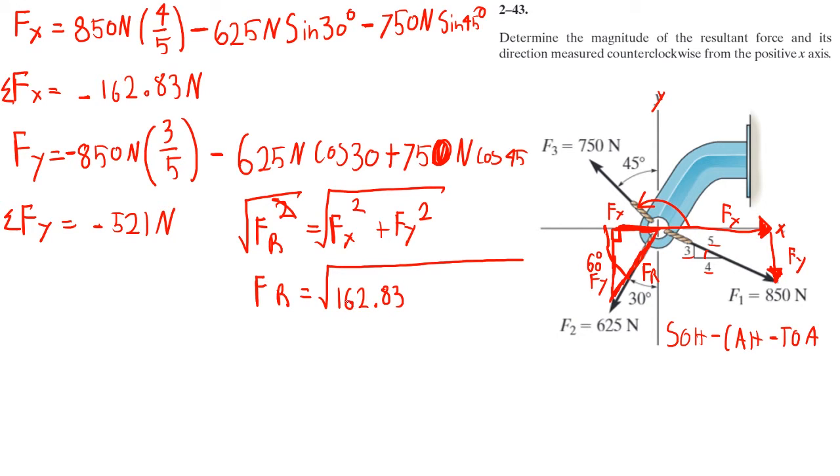So it's going to be fx, 162.83 newtons squared plus 521 newtons squared. Our force in the r, the total for that guy, it's going to come out to be 545.85 newtons.